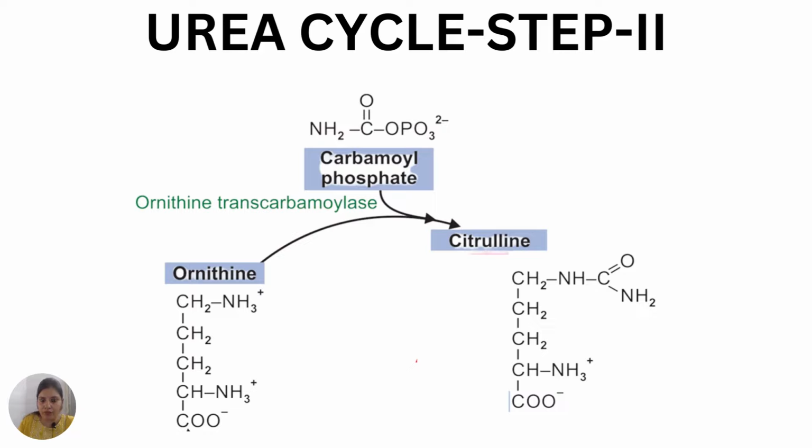This carbamoyl phosphate with ornithine will form the product known as citrulline. Now ornithine and citrulline are both basic amino acids, but they are not found anywhere in protein structure. Please remember students, these are non-protein amino acids because they don't have any codons. These are ornithine and citrulline, basic amino acids not found in proteinaceous structure.